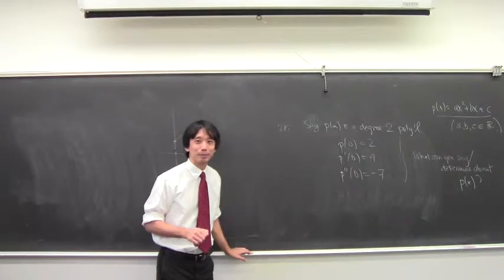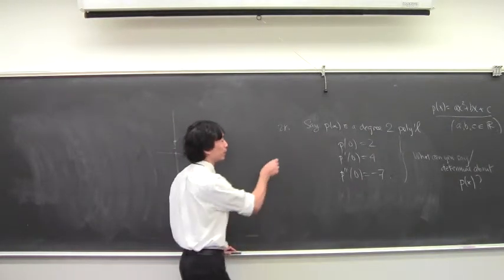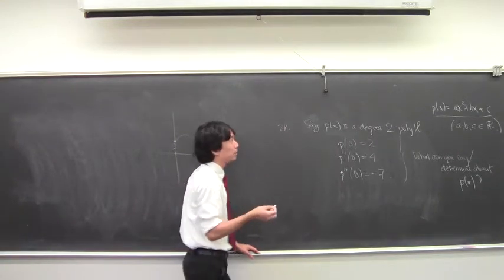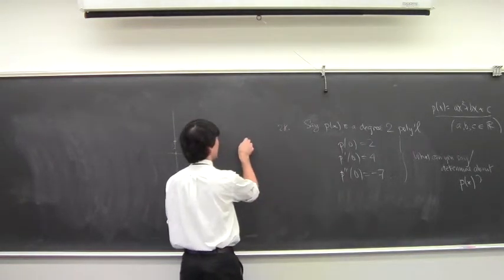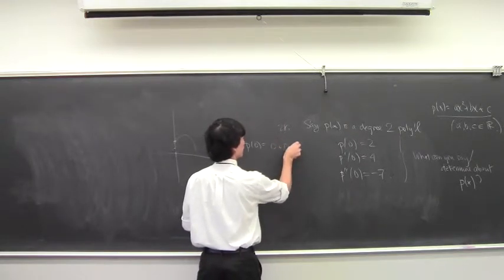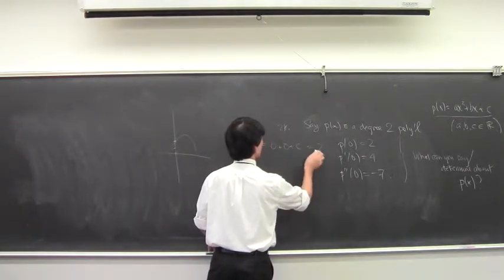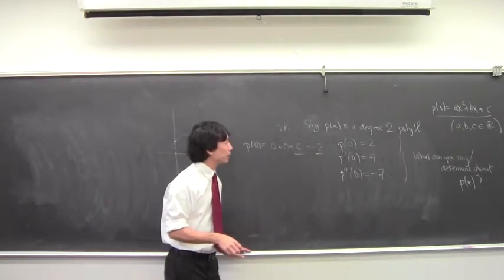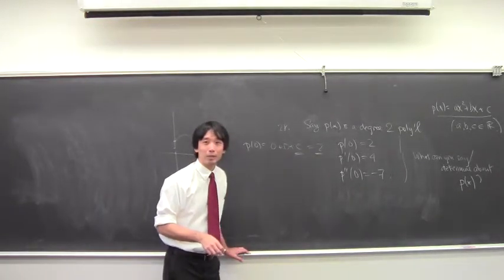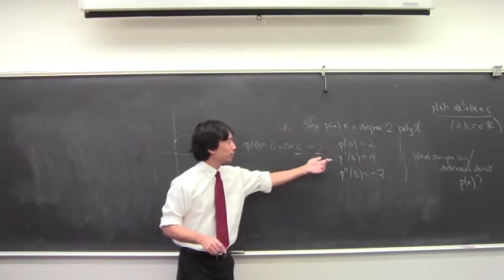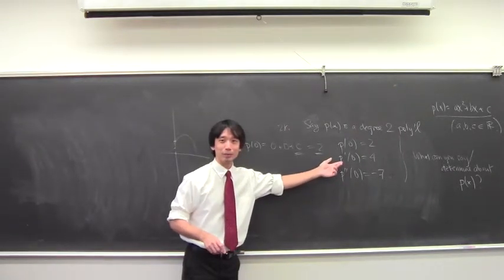Julian, yeah. C is 2, right? How do you know it? Just plug in 0. You know that P of 0 is 0 plus 0 plus C. It happens to be 2, so you know that C is 2. Great. Can you do that with the others? Did you stop there, or did you go on more?